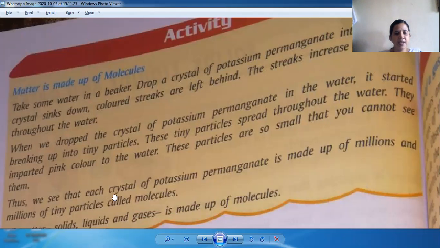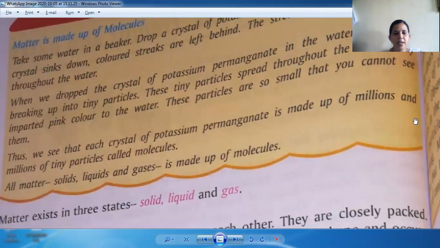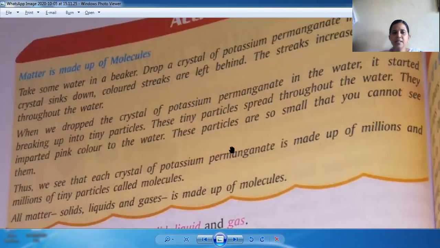Thus, we see that each crystal of potassium permanganate is made up of millions and millions of tiny particles called molecules. All matter, solids, liquids, and gases, is made up of molecules. So, how can we say that matter is made up of molecules? The molecules are present in the matter. How can we say that? They have given one example.